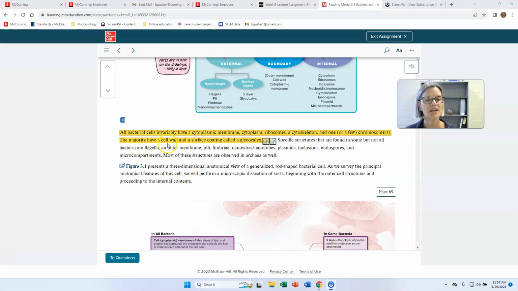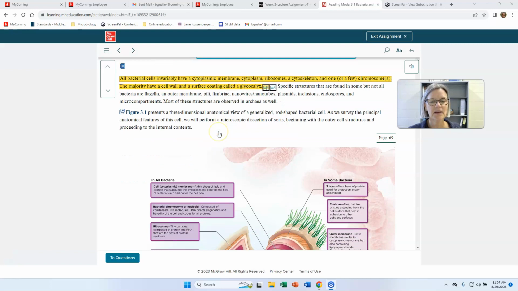Here it says the majority have a cell wall and a surface coating called the glycocalyx. And some of you might have that cytoplasmic membrane, also called a cell membrane, confused with the cell wall. So it's time to get that straightened out, because they're also present in many eukaryotic cells. So we're going to expand on all that.